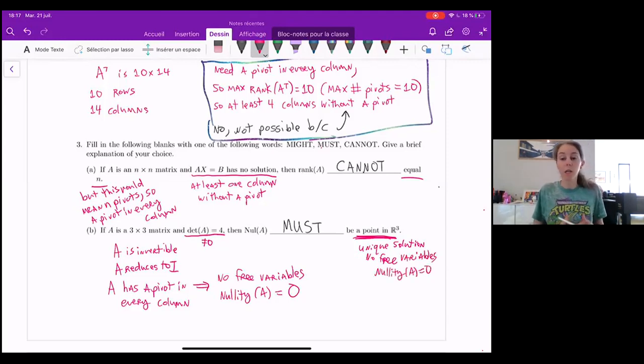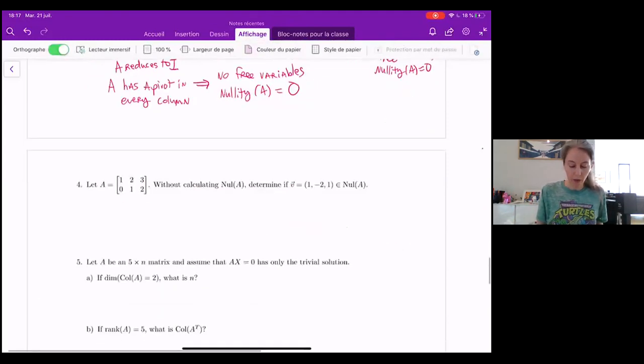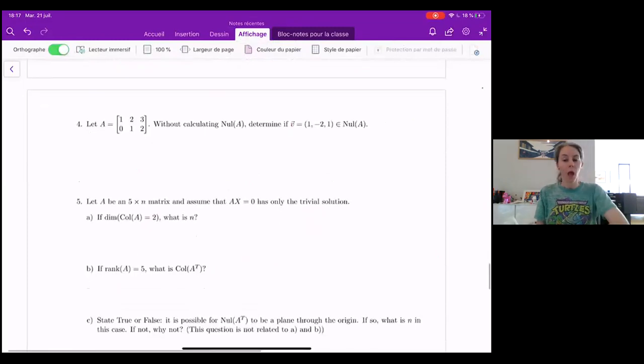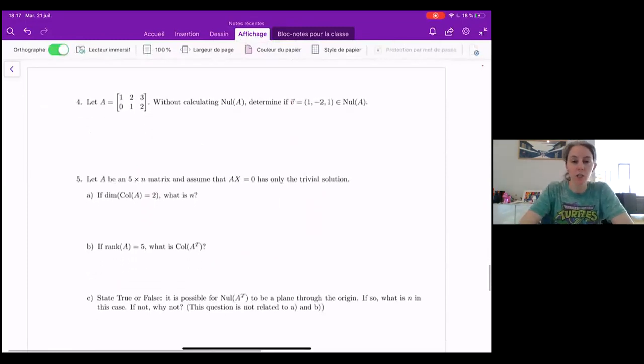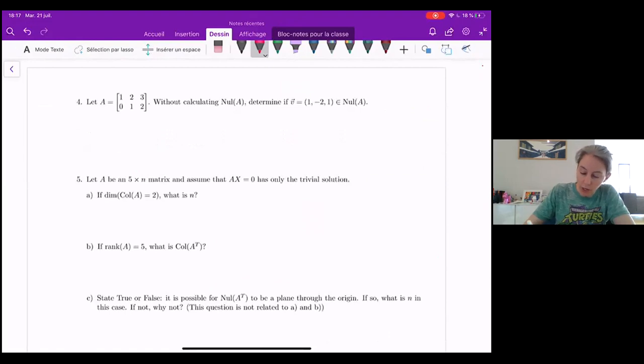Because remember, nullity is the number of vectors in a basis for the null space, also known as the number of free variables. Okay, a couple more. Let A be this matrix. Without calculating the null space, so I don't want a basis for the null space, I just want to determine if that vector is in there. Well, this is really straightforward. It's yes if AV is equal to the 0 vector, otherwise no.